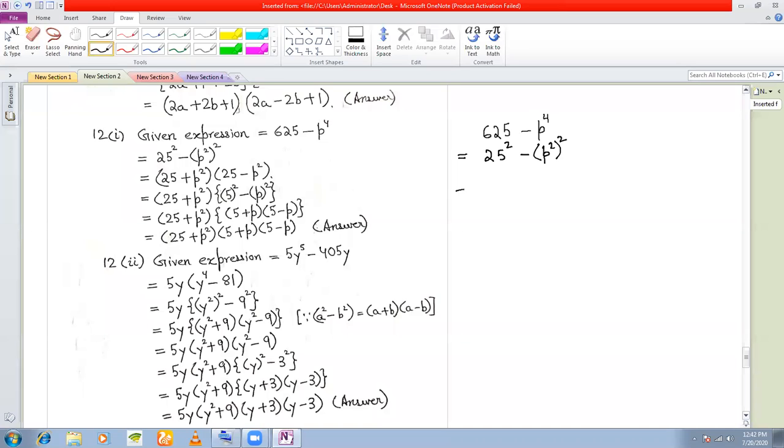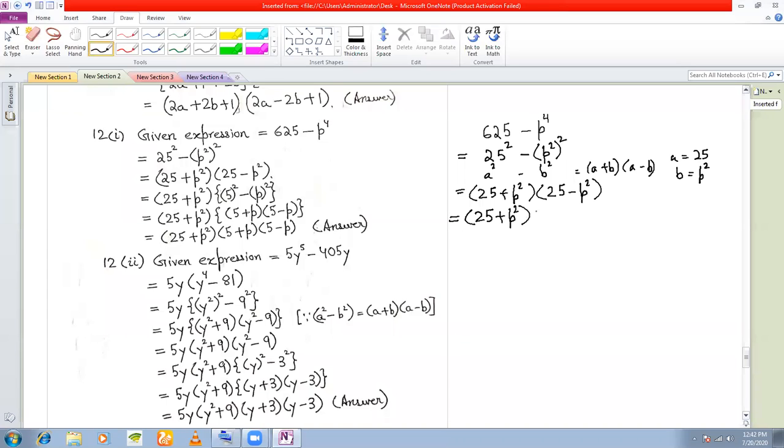Okay, so now this is what? A square minus b square, which can be written as a plus b into a minus b, where a here is 25 and b here is p square. So what I do is I write this as a plus b into a minus b. Clear till this point? Yes, sir.